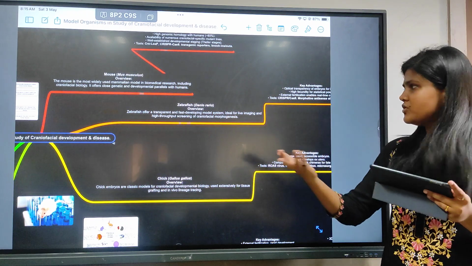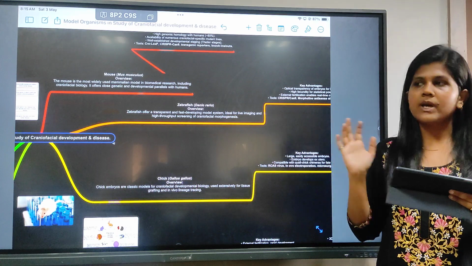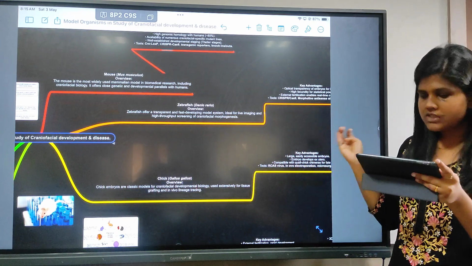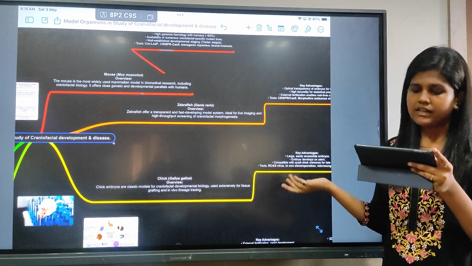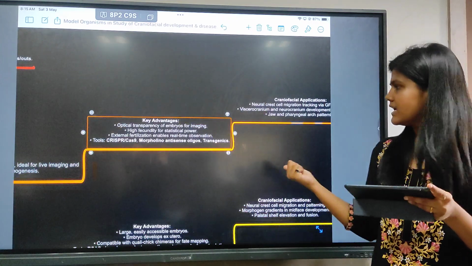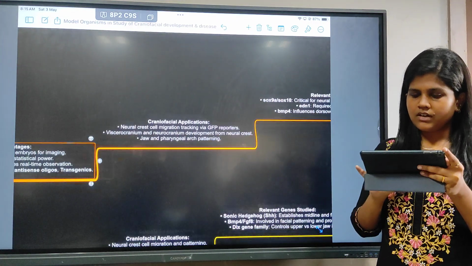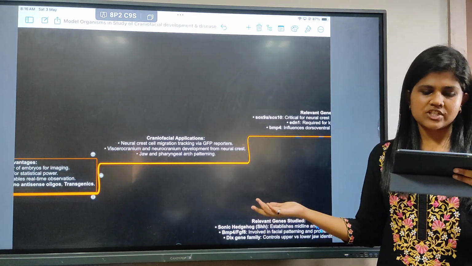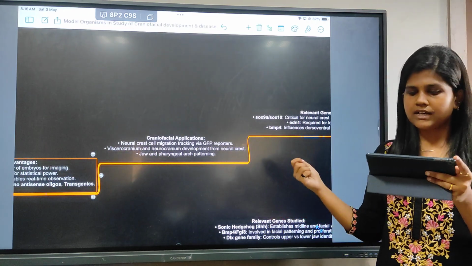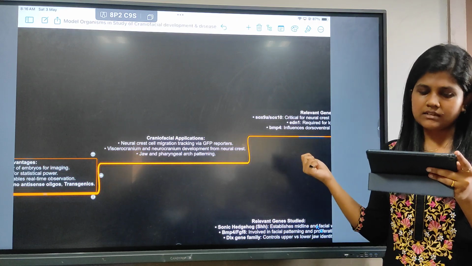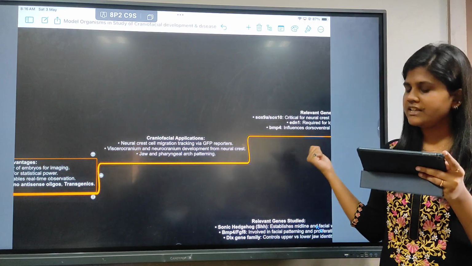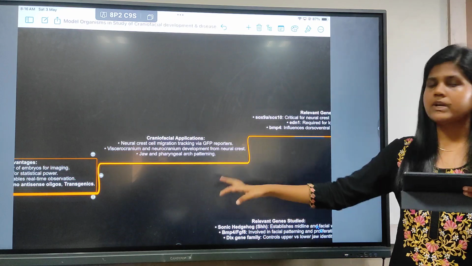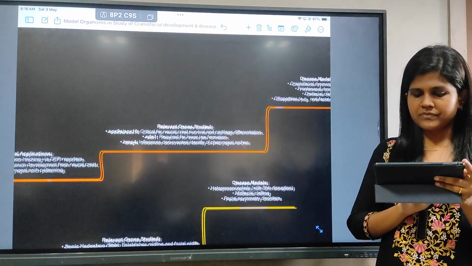I have shown images of the zebrafish in my earlier seminar, where we dealt exclusively with the zebrafish. The tools are the same: CRISPR-Cas9, morpholino antisense oligos, and transgenics. The craniofacial applications include neural crest cell migration, tracked via GFP reporters, and viscerocranium and neurocranium development from neural crest. Jaw and pharyngeal arch patterning can be seen very clearly in the zebrafish model.